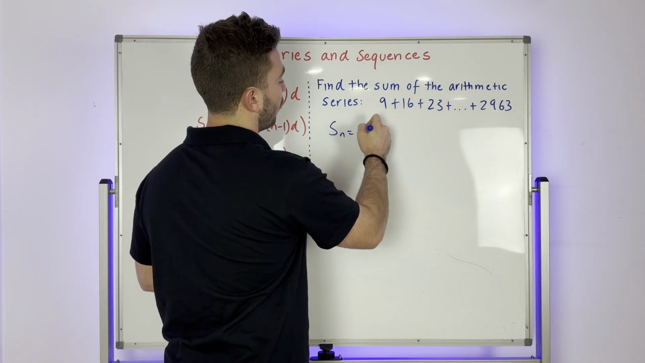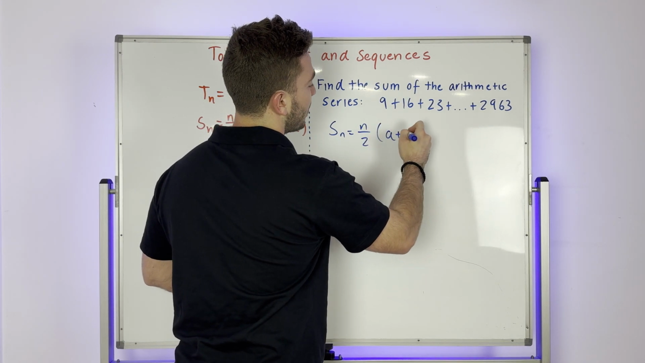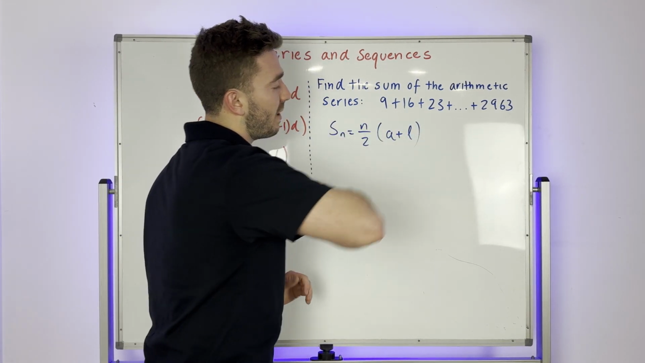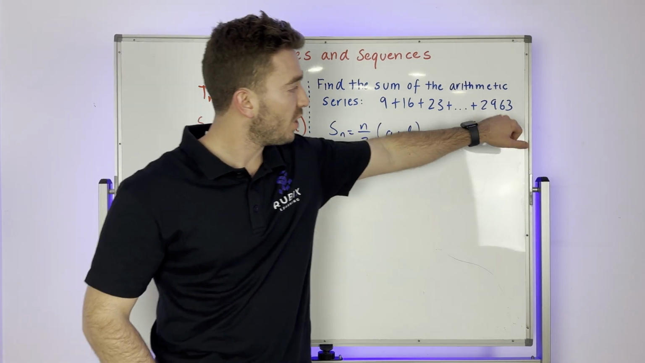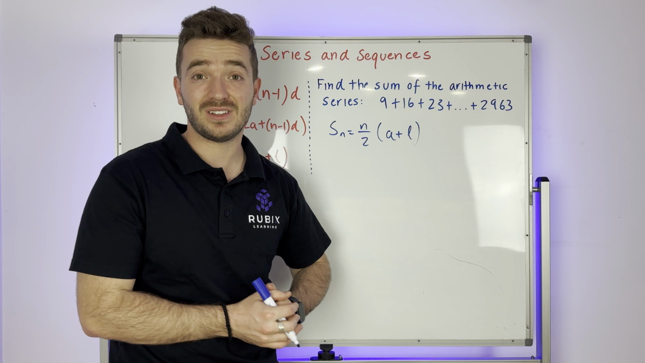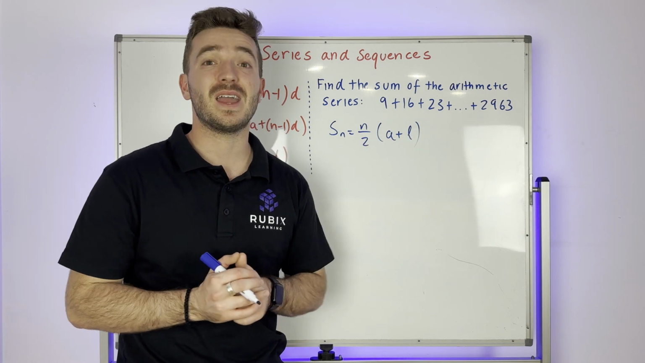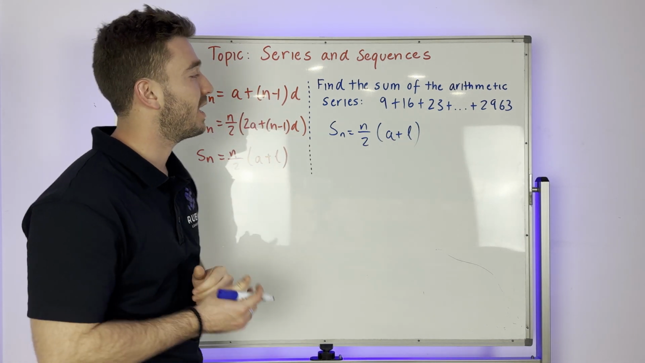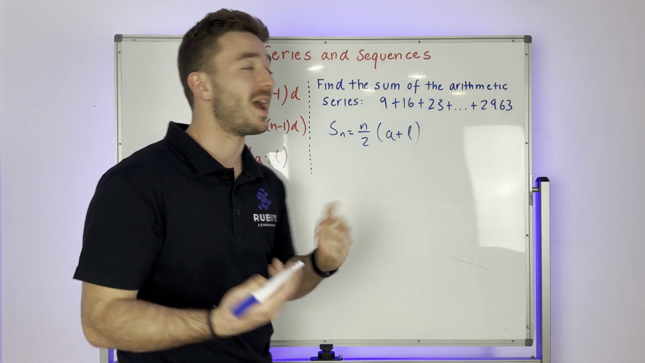The sum is equal to n over 2 times (a plus l), where a is the first term and l is the last term. So we know the first term, we know the last term, but we don't know how many terms are actually sitting in this series. There's a whole bunch of terms in between. So we're going to use the first formula here, and we're going to back solve to find n.